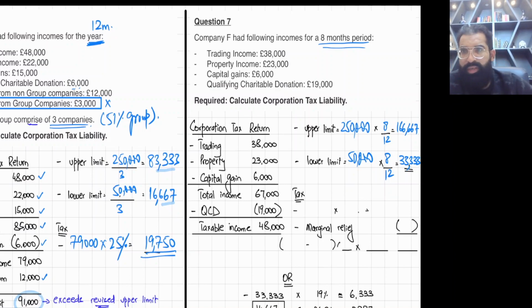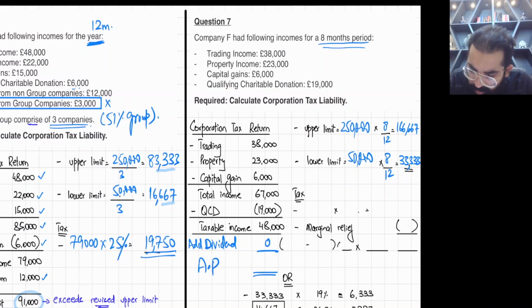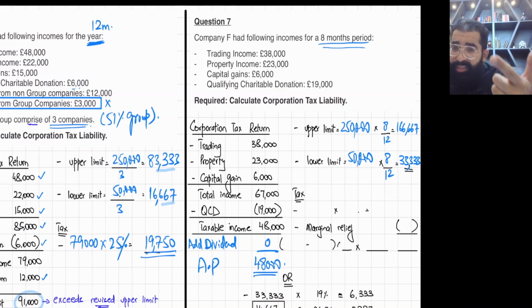Okay, so now let's start. In this question, very interesting question now, there are no non-group dividends. But just for your sake, I'm writing dividends from non-group companies are 0. So that means your augmented profit, AP, is the same, 48,000. Whenever your dividends from non-group companies are 0, your taxable profits and augmented profit will be the same.